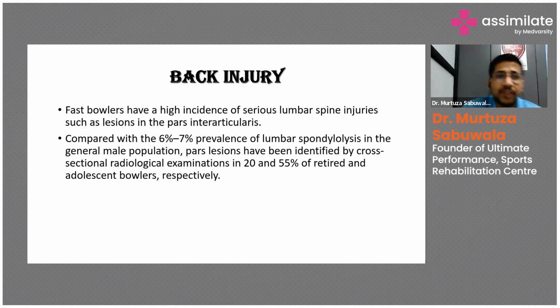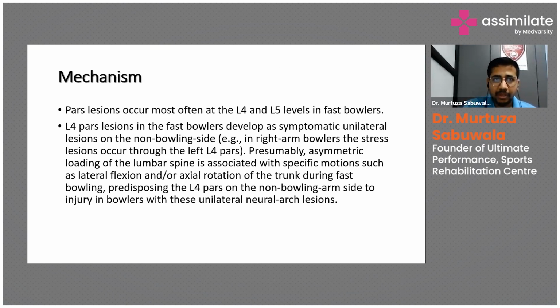Back injuries are very, very common in fast bowlers. Very serious lumbar spine injuries are seen as a lesion in the pars interarticularis. Compared with the 6 to 7% prevalence of lumbar spondylolysis in the male general population, pars lesions are identified by cross-sectional radiographic examination in 20 to 55% of retired and adolescent bowlers respectively. And this is the most common area that gets injured in fast bowlers.